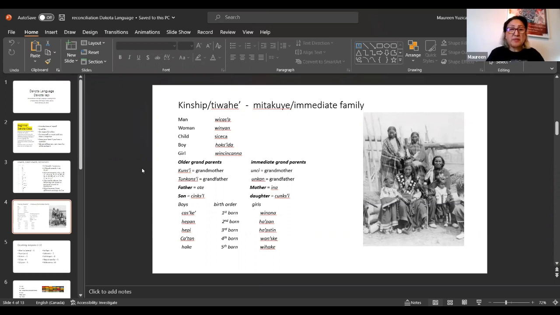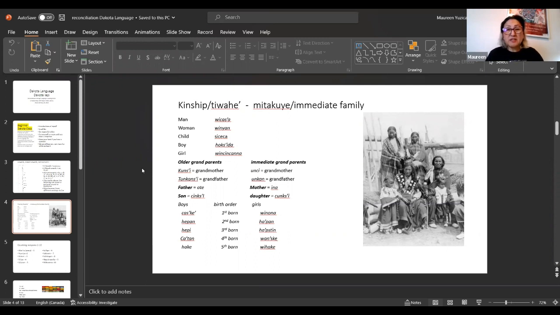So we went on to the older grandparents. Some people, a long time ago, we had generations. There were five generations that were living. So the older grandparents were kunshi. That would be like the great grandmother, right? The kunshi. Or like a really older lady. And Tukashi is grandfather. You always hear people when they pray, they say Tukashila, Tukashida. That means grandfather. That's in prayer though.